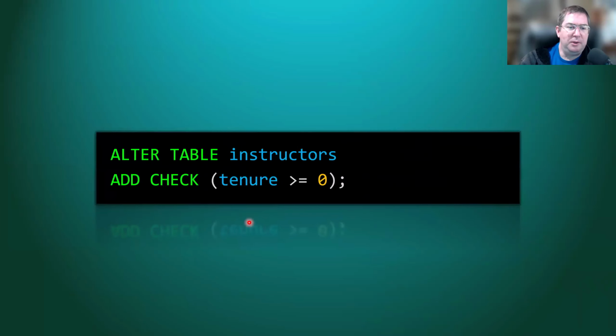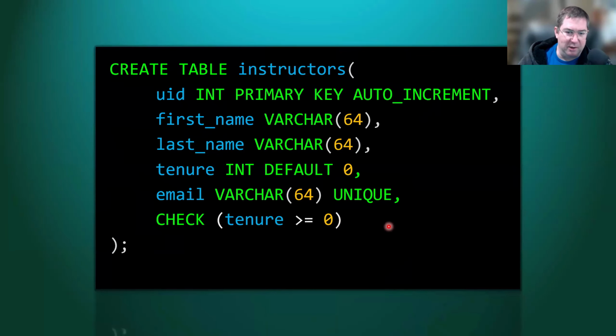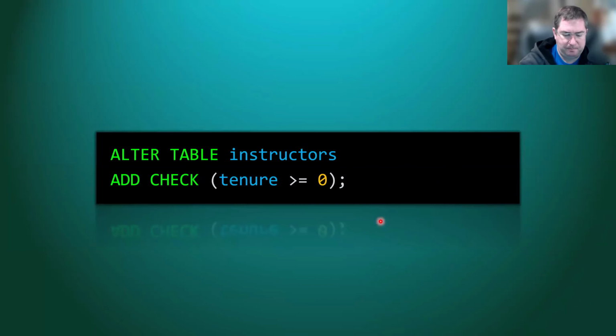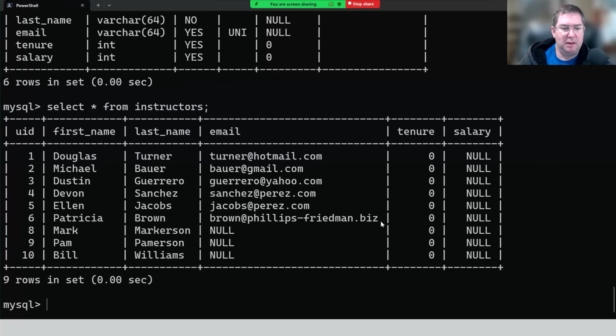We can also use something that, so we added column before, so alter table instructors, we can add check in tenure is greater than or equal to 0 in much the same way that we added columns, because you're basically just adding another line to your create table declaration. And we are going to go in there and let's add some checks.